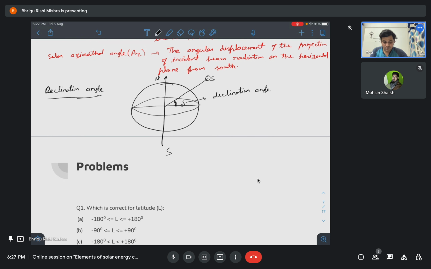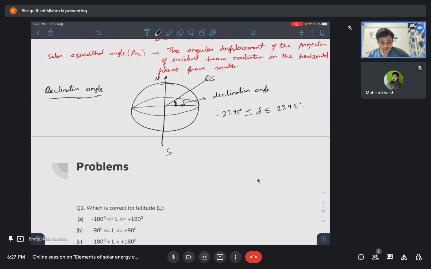This is the sun. This angle is known as the declination angle, denoted as delta. At the summer solstice, delta ranges from minus 23.45 degrees to plus 23.45 degrees. We'll talk about it later also. So this is the range of the declination angle: minus 23.45 degrees less than or equal to delta less than or equal to 23.45 degrees.